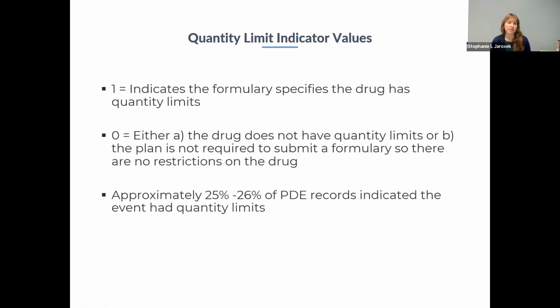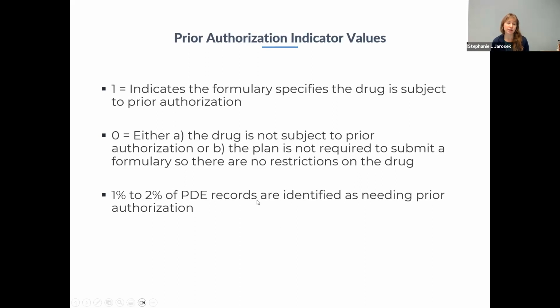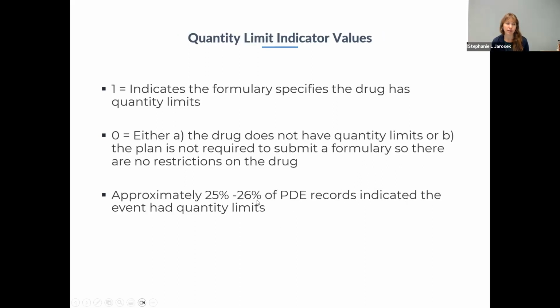For the quantity limit, 1 indicates that there are quantity limits. 0 is that there are not quantity limits. We don't have further information on how it's being limited, but almost a quarter of PDE records did have quantity limits associated with them.